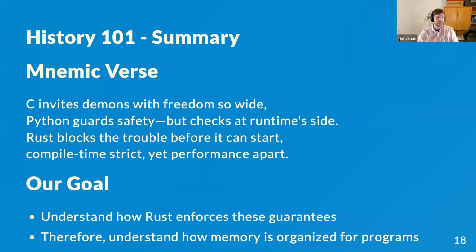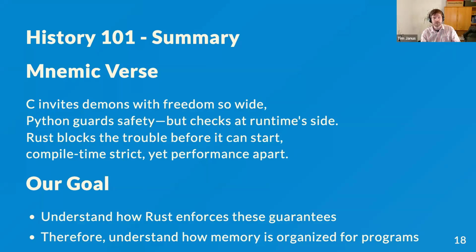And I was a bit poetic and came up with a small rhyme here. C invites demons with freedoms so wide. Python guards safety, but checks at runtime side. Rust blocks the trouble before it can start. Compile time strict, yet performance apart.